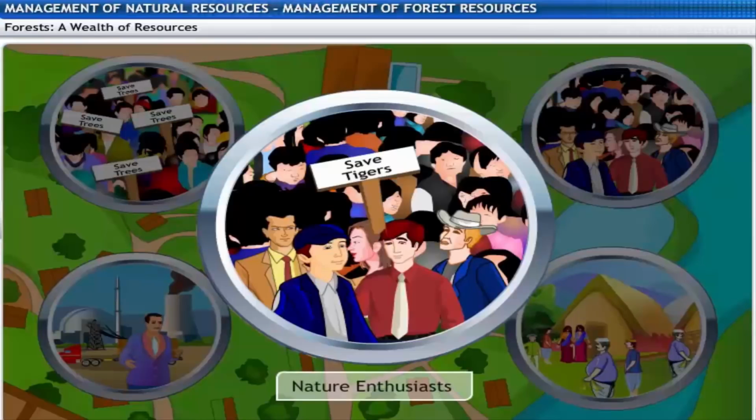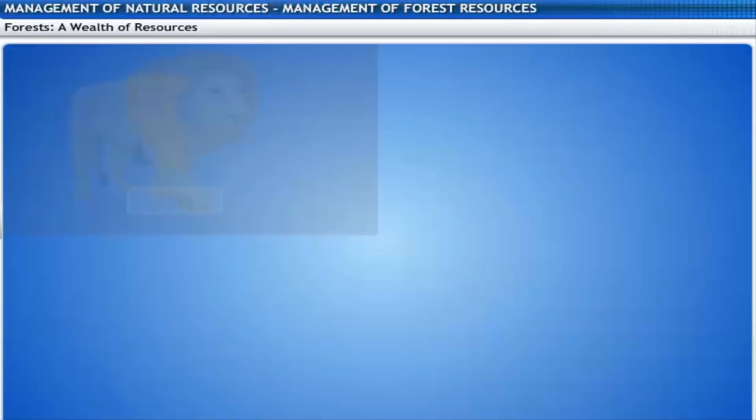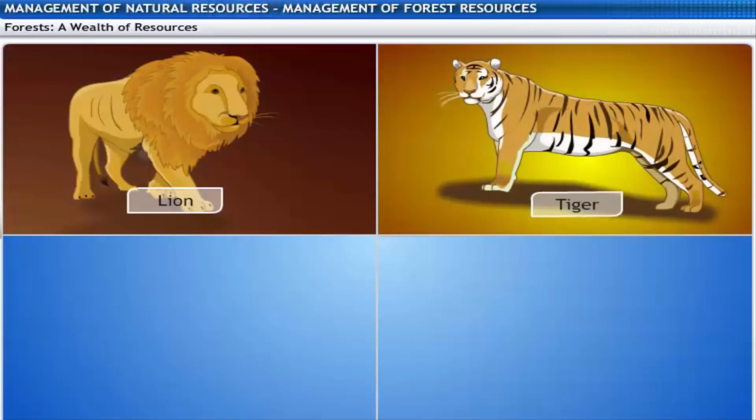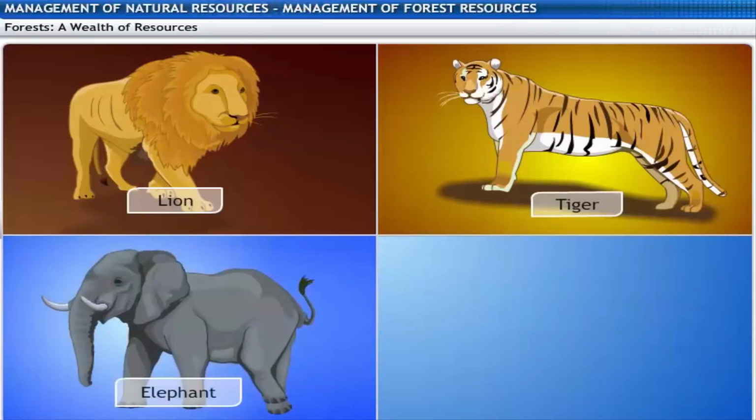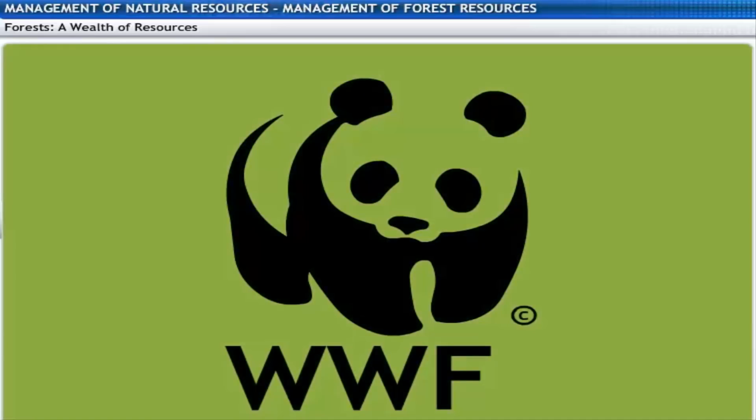Nature and wildlife enthusiasts, who are in no way dependent on the forests, help to conserve resources. They mainly concentrate on large animals like lions, tigers, elephants, and rhinoceroses. However, they now also recognize the need to preserve biodiversity as a whole.